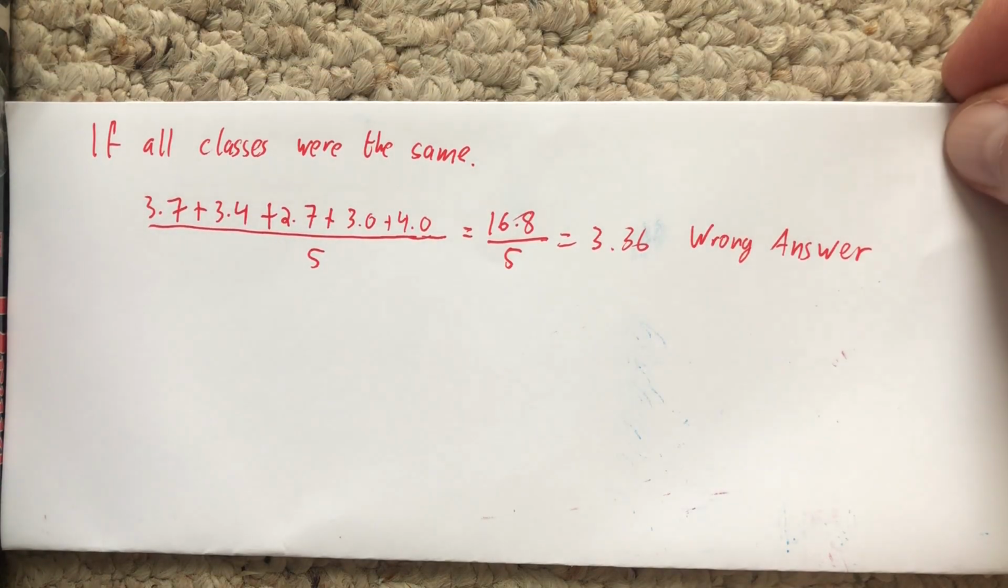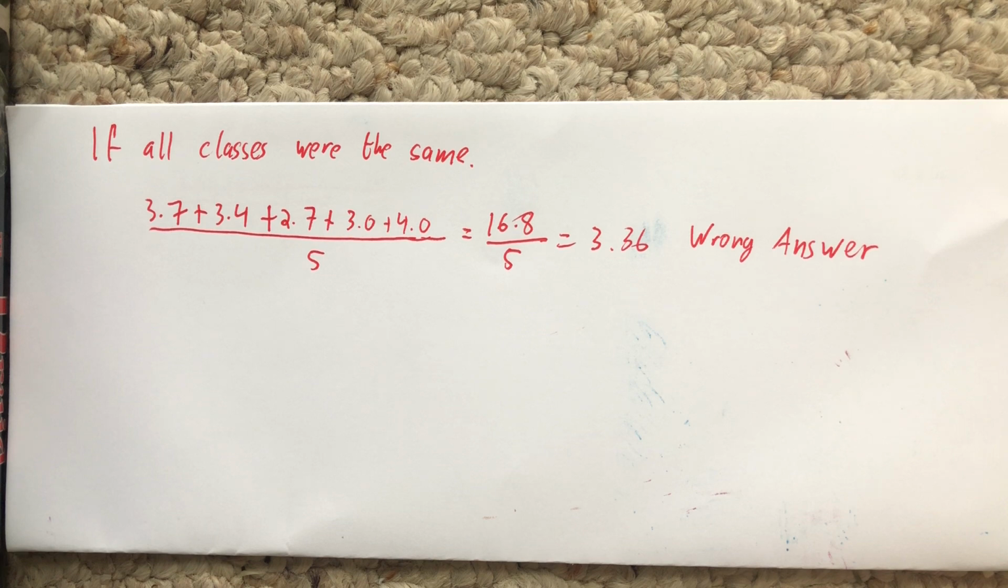Okay, and kind of comparison. This is the wrong way to do it. Wrong answer, wrong way, do not do this. Just to kind of show you the difference. If all classes were the same, you would just add up the GPA, divide by 5, and you'd have a 3.36 GPA. Okay? That is if they were all worth the same.